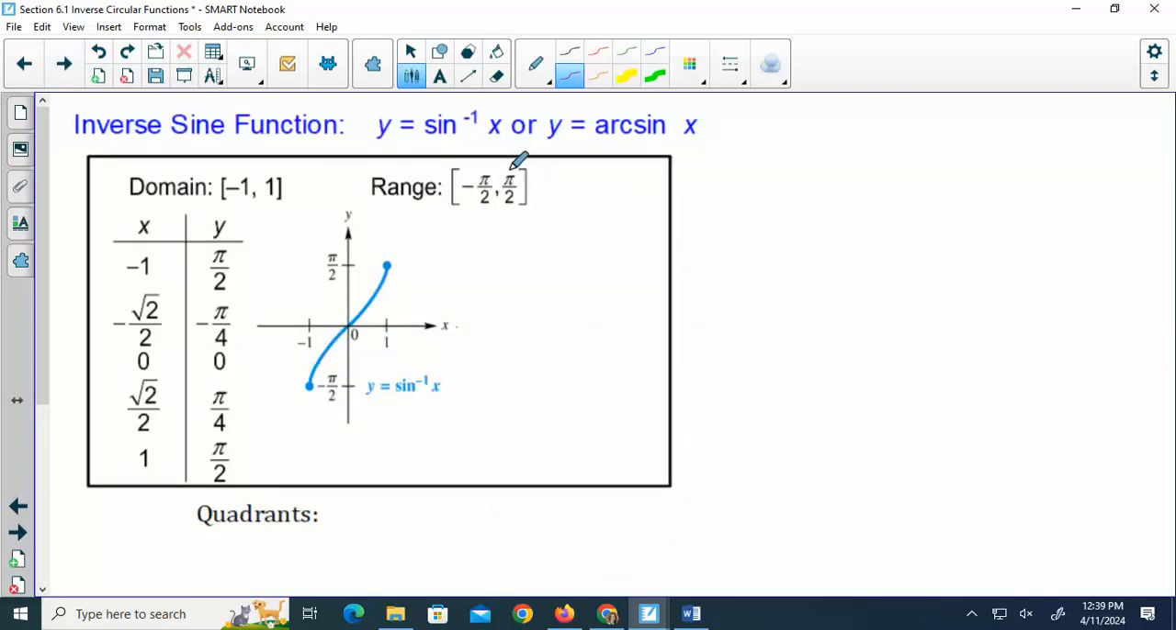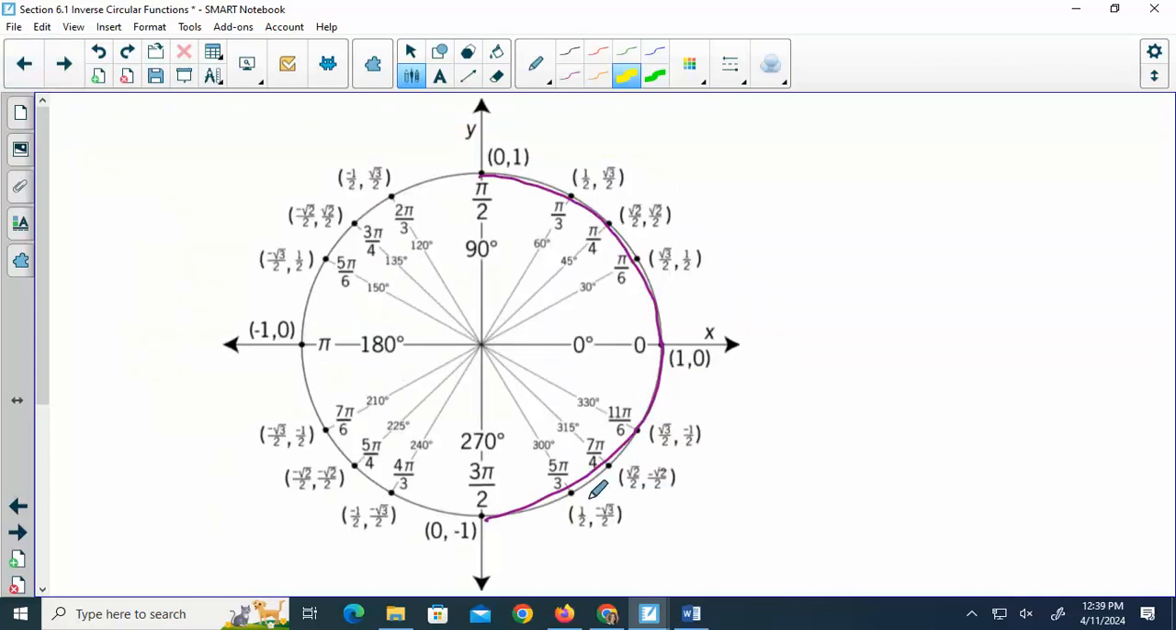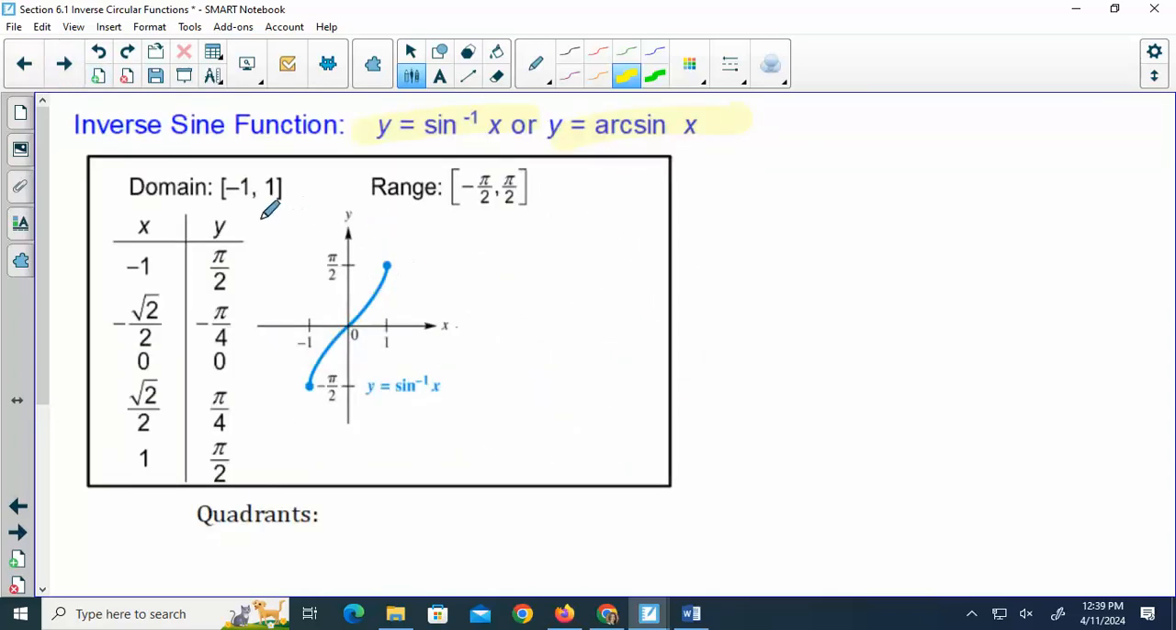So inverse sine. Notation, you'll see y equals sine inverse of x, or ACT really likes to say y equals arc sine of x. They both mean the same thing. With that, okay, the normal range of sine, the possible values for sine go between -1 and +1. When you do an inverse, the range becomes the domain. So the domain of inverse sine is -1 to +1.